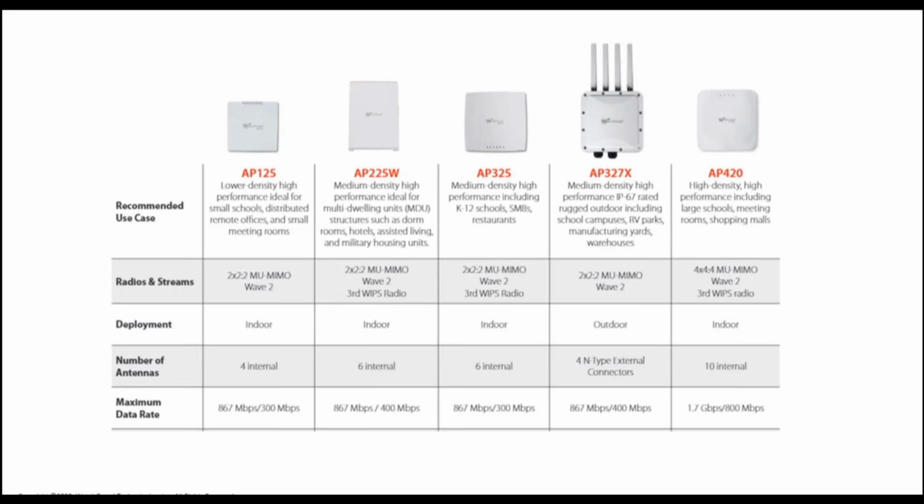It's one of the most popular APs that we have, which is a medium-sized one. All of these are indoor, as well as the AP420, which is a high-density access point. It's also an indoor access point. But we also have the AP327X, which is the outdoor one that you can have in school campuses, RV parks, manufacturing yards, and warehouses. That's going to be definitely useful in such environments.